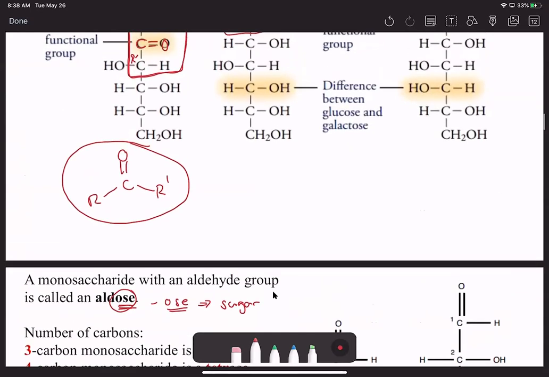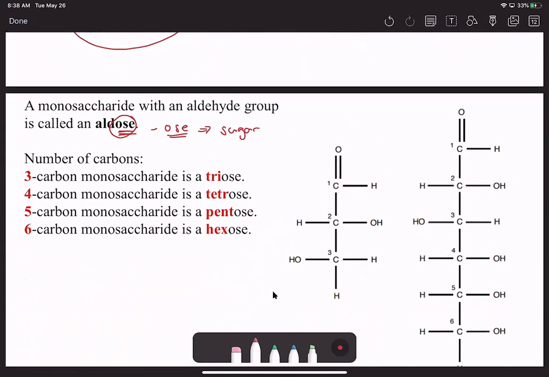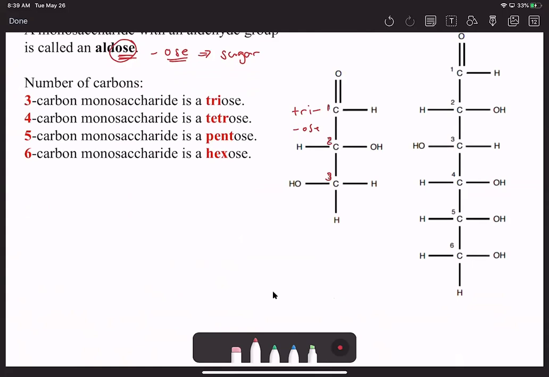So if we have, you know what, we can use this one here. This one here has 1, 2, 3 carbons, and we're going to use this Greek prefix: mono, di, tri, tetra, penta, right? We're going to use those there. So here, because there's 3 carbons, the prefix is going to be tri. I know that it's a sugar, so it's going to end in ose. So it is a triose sugar, but we're not quite finished.